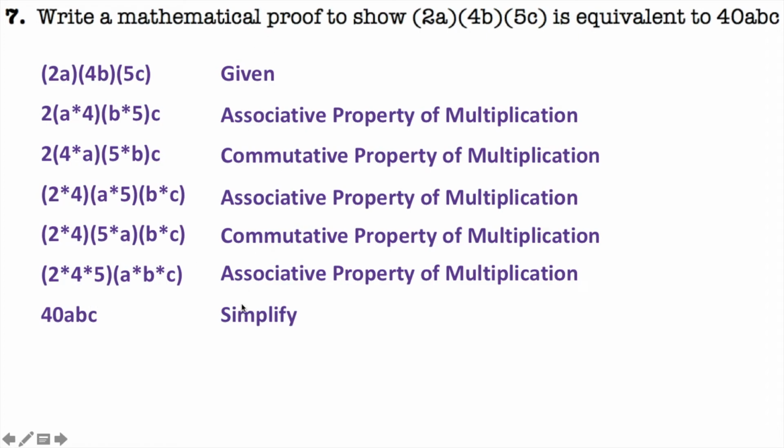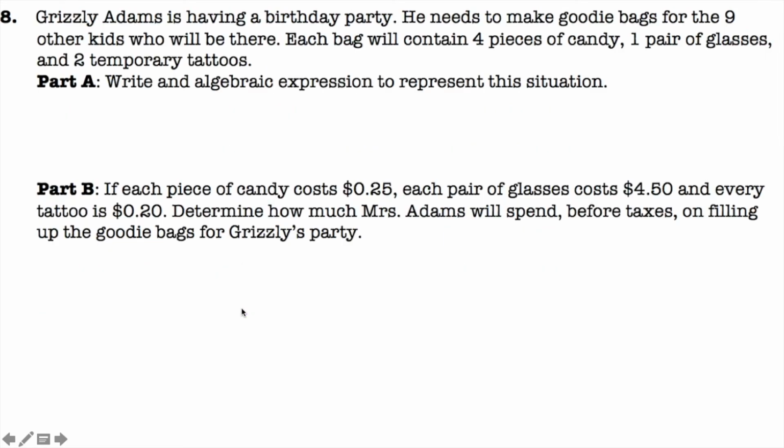So when you're asked to do a proof, you're supposed to list what property you used to get to your answer. Now last one, number 8. Grizzly Adams is having a birthday party. He needs to make goodie bags for 9 other kids who will be there. Each bag will contain 4 pieces of candy, 1 pair of glasses, and 2 temporary tattoos. Part A, write an algebraic expression to represent the situation.